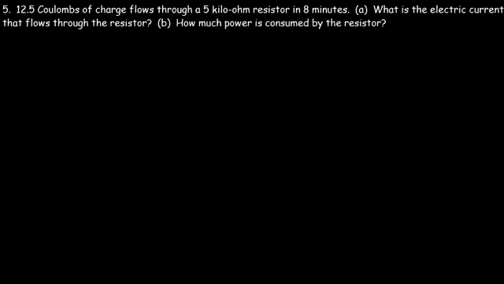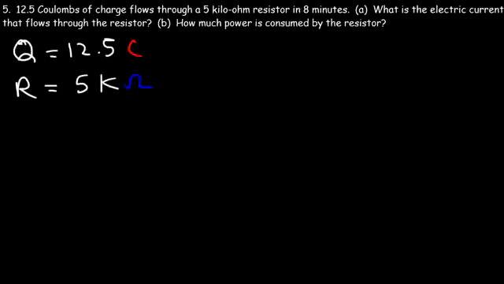Number 5. 12.5 coulombs of charge flows through a 5 kilo ohm resistor in 8 minutes. What is the electric current that flows through the resistor? So we have the charge Q. It's 12.5 coulombs. And we have the electrical resistance, which is 5 kilo ohms. And we have the time, 8 minutes. How can we use this information to calculate the electric current?